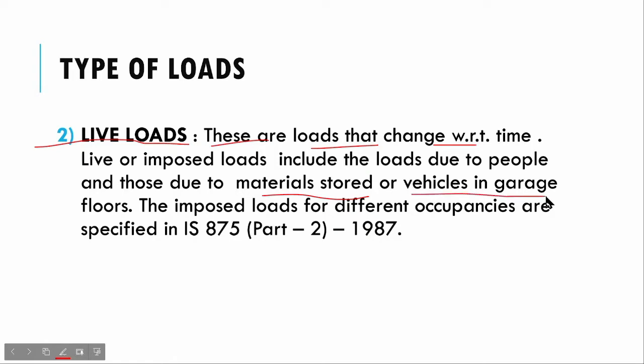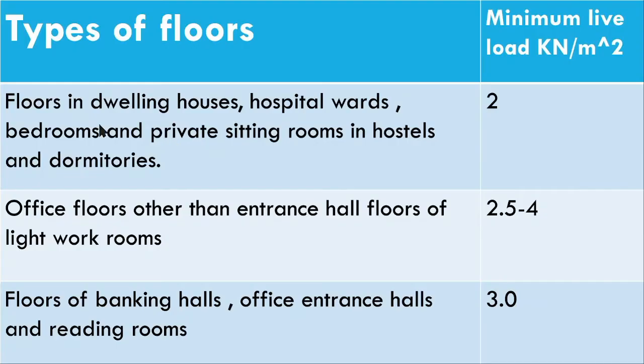Vehicles in garage floors. The imposed loads for different occupancies are as specified in IS 875 Part 2 of 1987. Floors in dwelling houses, hospital wards, bedrooms, etc. are 2 kN per meter square. Office floor other than the entrance halls is 2.5 to 4 kN per meter square.